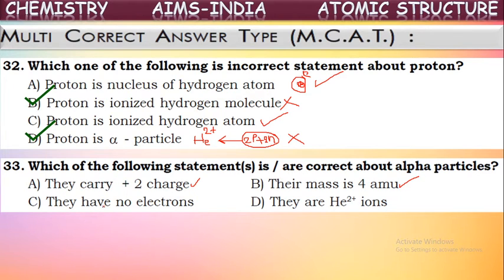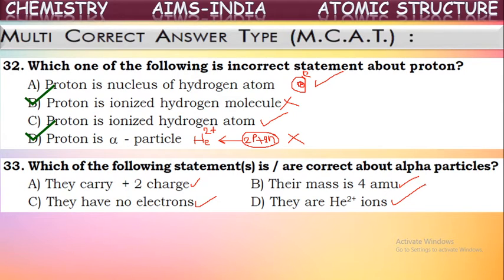Next one, they have no electrons, isn't it? Yes, an alpha particle is a group of 2 protons and 2 neutrons only. It is not having any electrons in it. So alpha particles are not having any electrons in them. That is also correct. Next one, they are He plus 2 ions. Yes, it is also correct. Electrons removed helium atoms or ionized helium atoms are called alpha particles. So this is also correct.